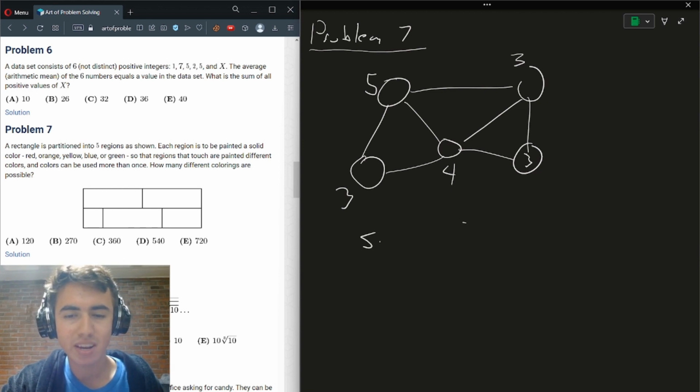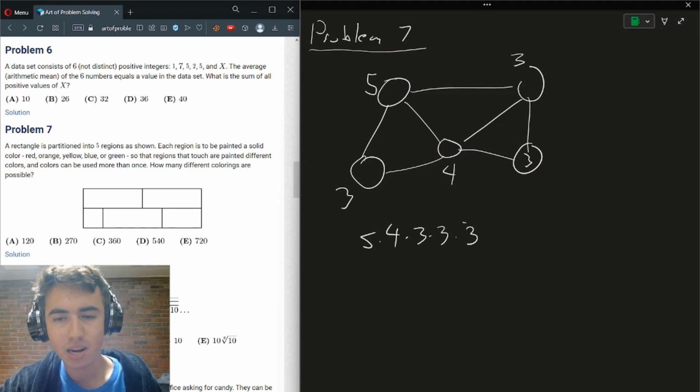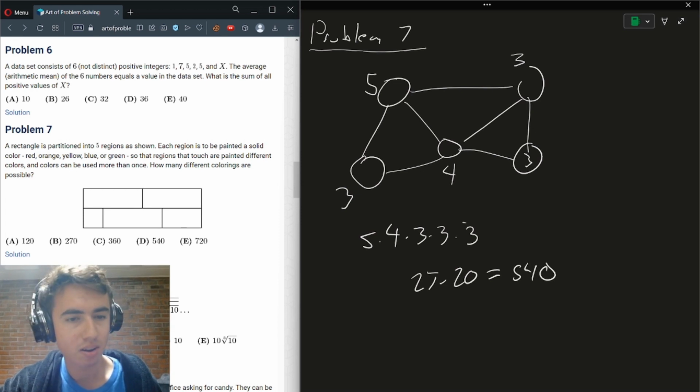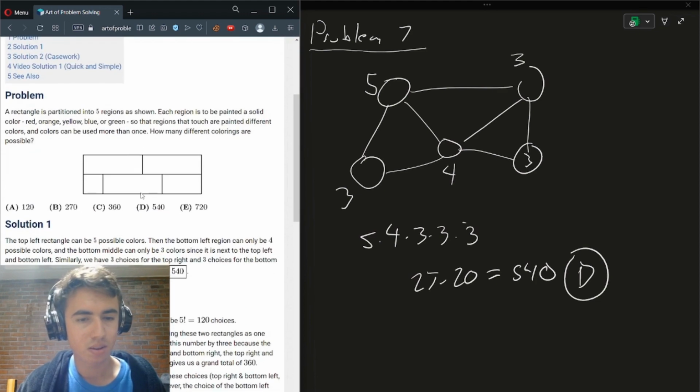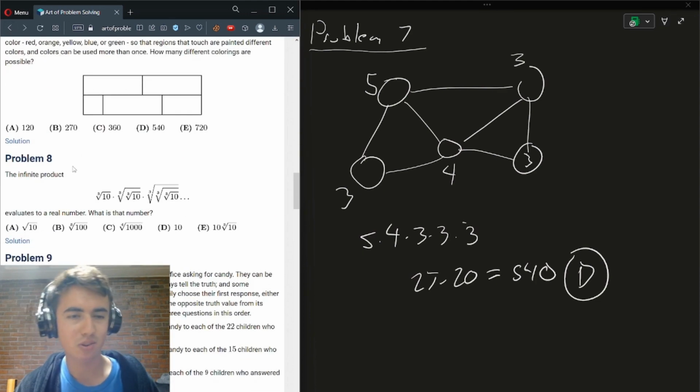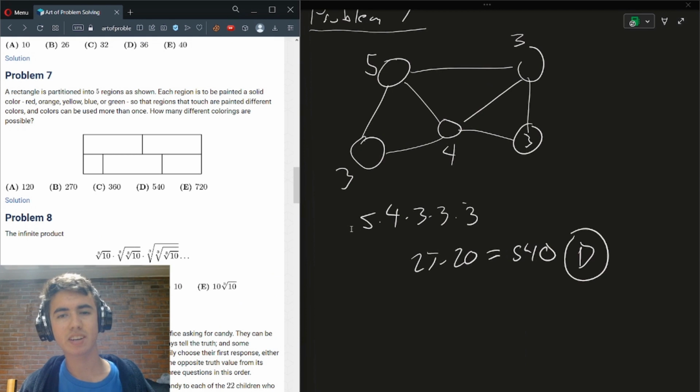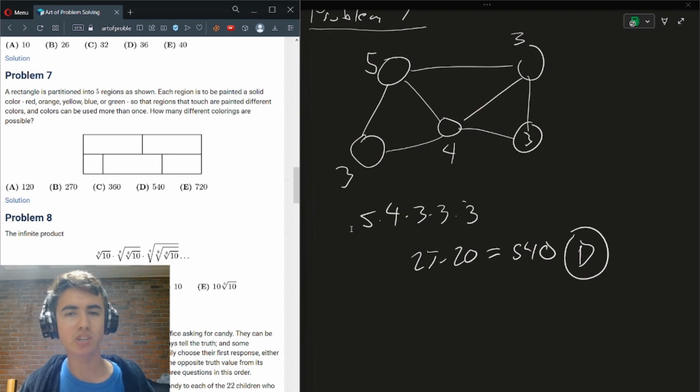So now we can just multiply the number of options of each different region together, and we get, let's see, 27 times 20, which is equal to 540, which is D. And let's make sure we're correct. And we are correct. Wow, I'm too good. And in general, this is a pretty common technique, where you just want to imagine how many options you have for each choice, and think about it one choice at a time.